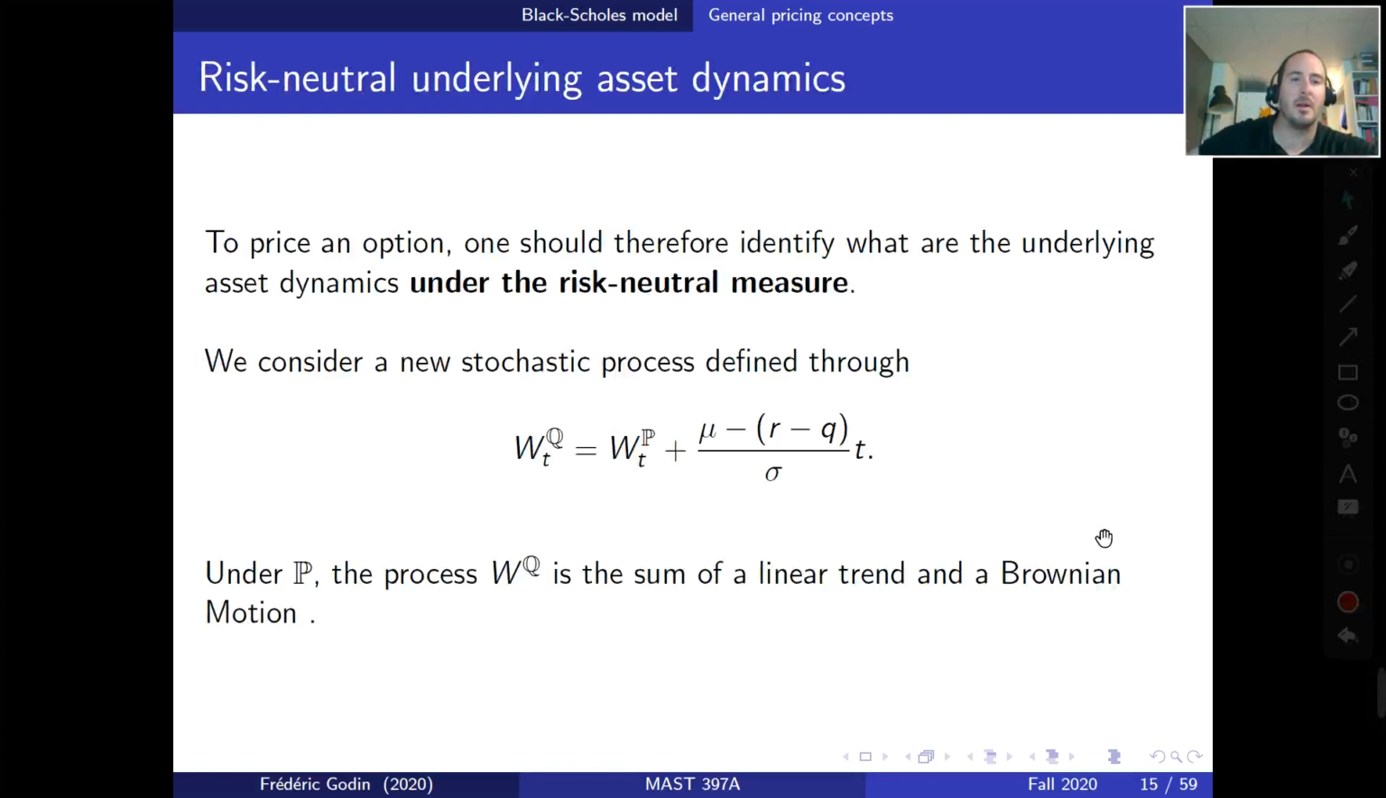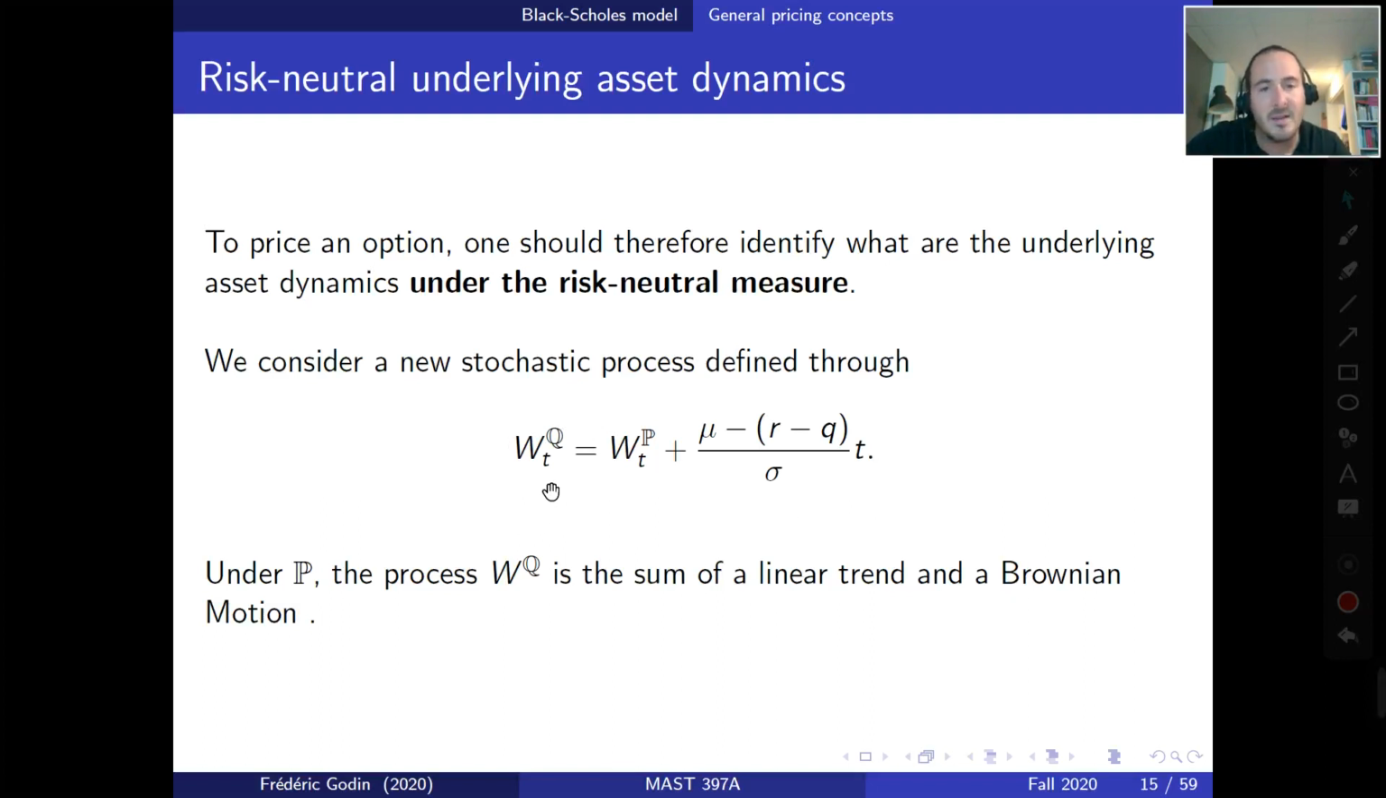Okay, but now we discussed that earlier. We have to determine what happens under the risk neutral measure in this model. Okay, so to do that, what we're going to do is we'll define a new stochastic process and we'll provide the rationale afterwards for why we defined it. Okay, so we're going to define a new stochastic process through the following transformation.